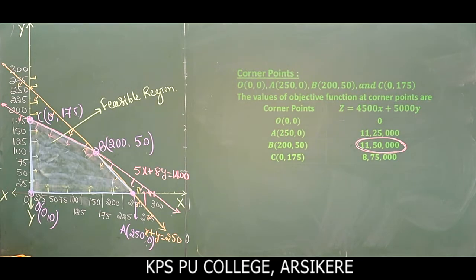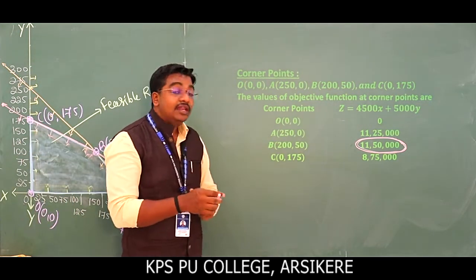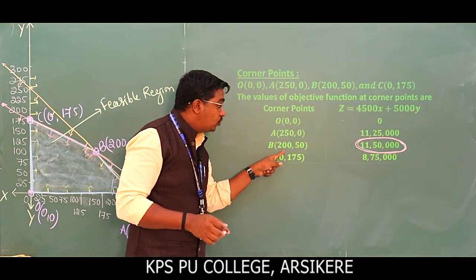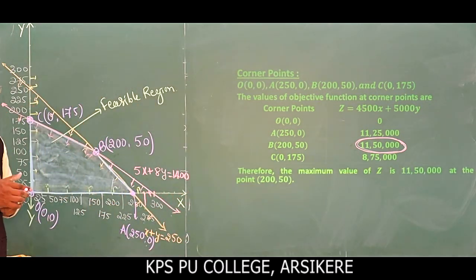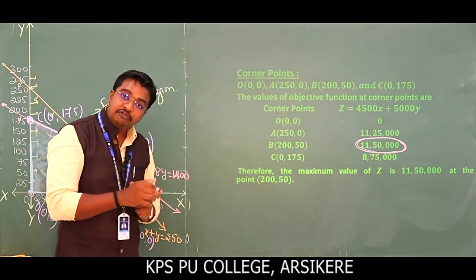So what about the maximum here? Therefore, the maximum value of the objective function z is 11,50,000, where it is attained at the point x is equal to 200 and y is equal to 50. Next slide. Therefore, the maximum value of z is 11 lakh 50,000 at the point 200, 50.